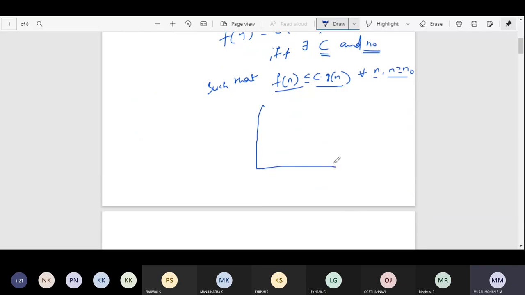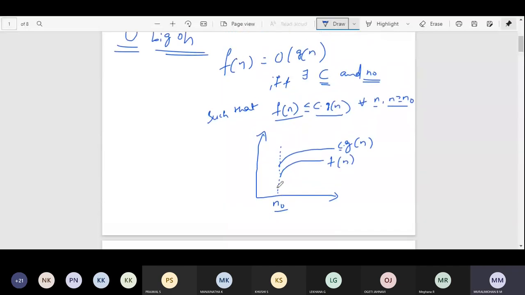Suppose a constant n naught is there, so always this f of n should be less than c into g of n. What is this c? C and n naught are constants. You can see there exist positive constants c and n naught. So always this f of n should be less than or equal to c into g of n.